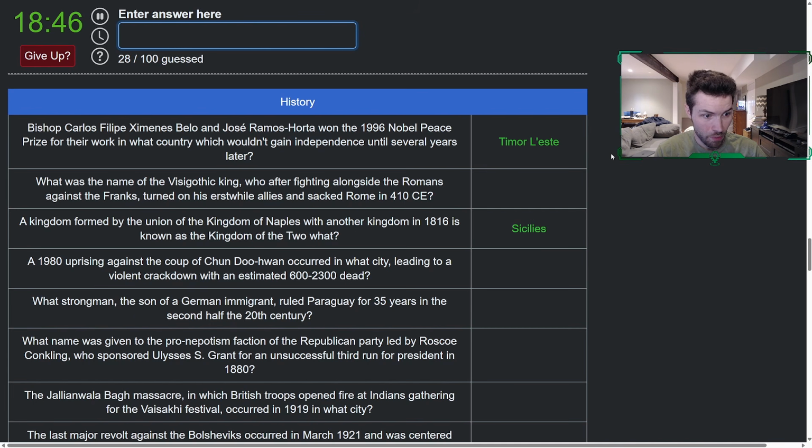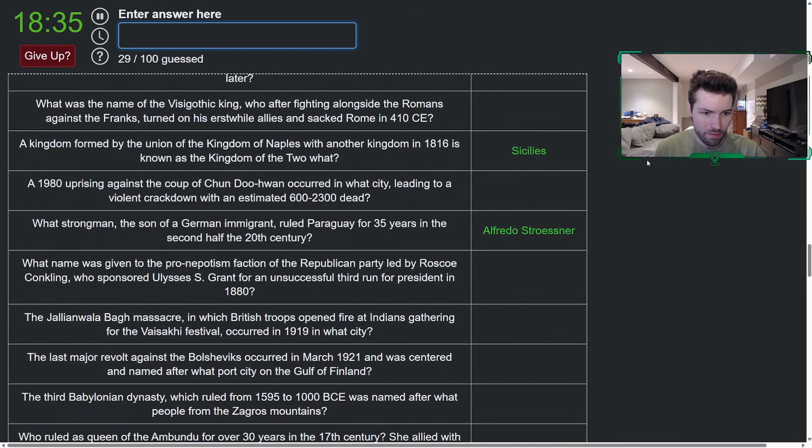I don't know. What strongman, the son of a German immigrant, ruled Paraguay for 35 years in the second half of the 20th century? Is this Stroessner? Okay. What name was given to the pro-nepotism faction of the Republican Party led by Roscoe Conkling, who sponsored Ulysses S. Grant for an unsuccessful third run for president in 1880? Is this like the Stalwarts or something? It is the Stalwarts. Nice, let's go.